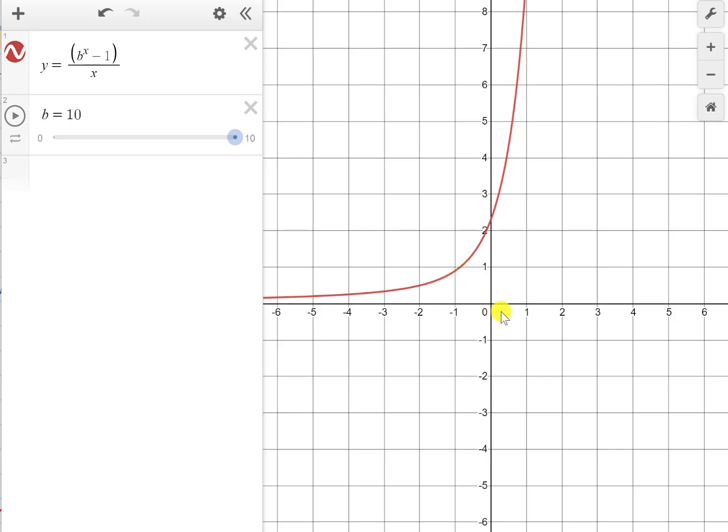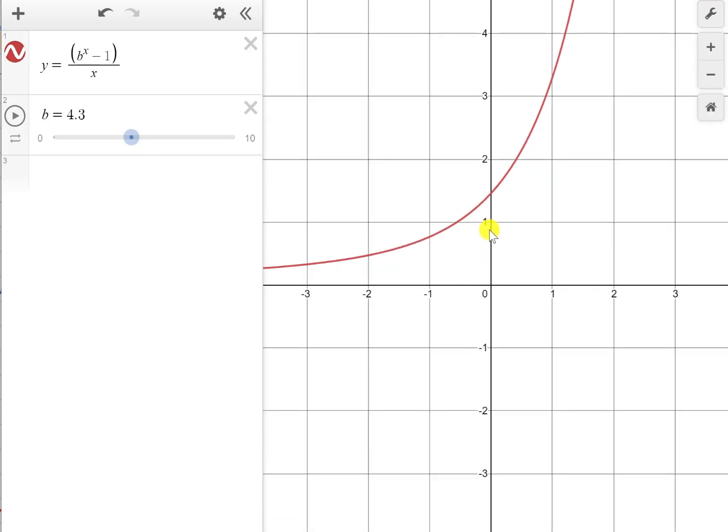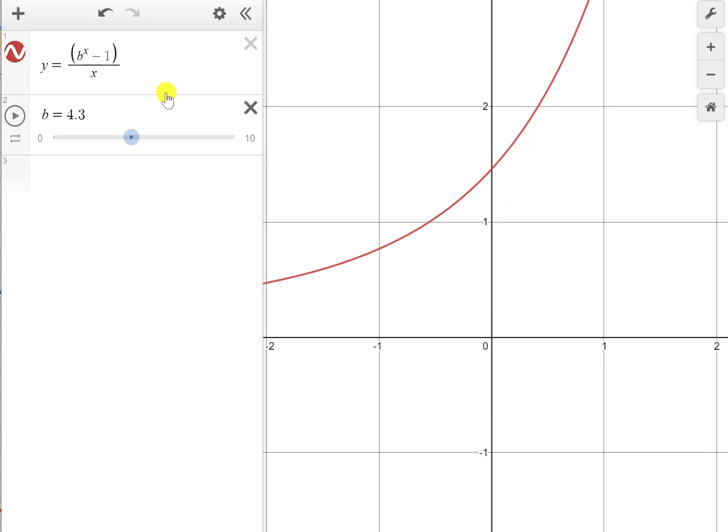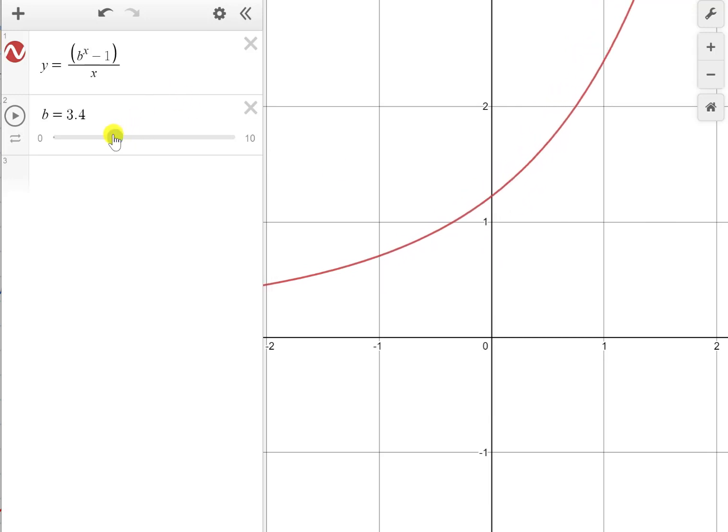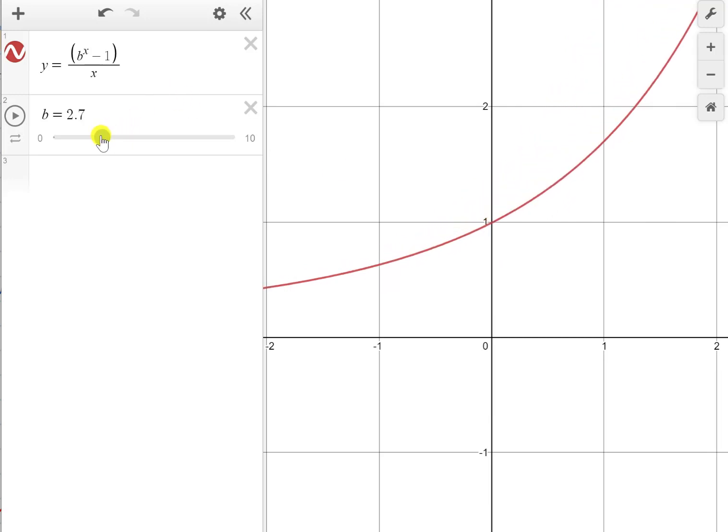And notice that when x equals 0, it seems like the graph is going through a number somewhere between 2 and 3. But as I make this b smaller, it crosses that y-axis at a lower and lower spot. And I'm interested in knowing how small I have to make b before it seems to cross it at 1. So I'm going to zoom in a bit around 1. Make it smaller, make it smaller. That's pretty close. Look, we're at 2.7 now.